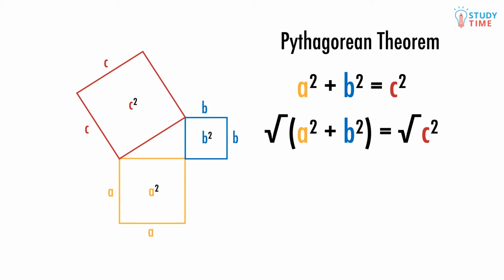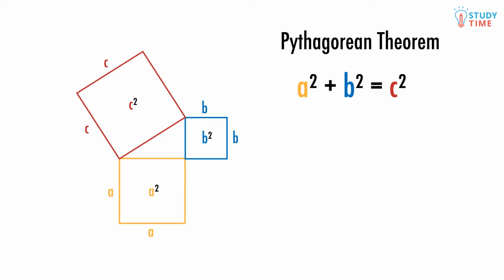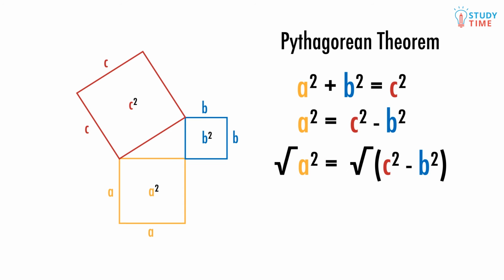Take the square root of both sides. We now have an equation for C, which is the length of the longest side of the right-angled triangle, which we call the hypotenuse. Rearranging the equation for A or B will give us the lengths of the other sides. If we know the length of two sides of a right-angled triangle, we can always find out the third side using this equation.